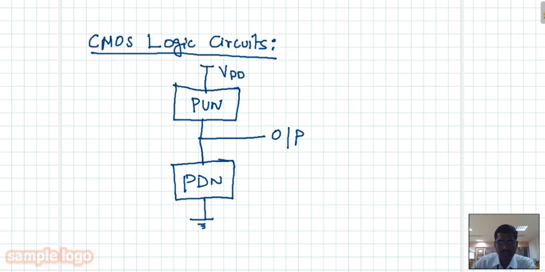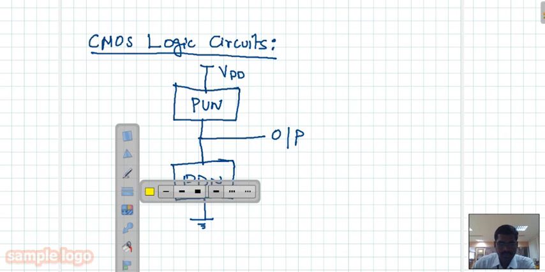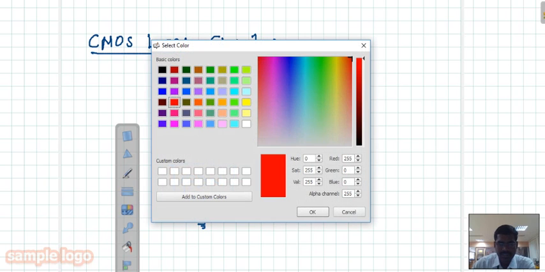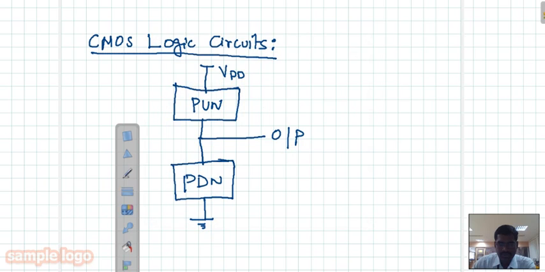Here, the pull-down network consists of only NMOS transistors, and the pull-up network consists of only PMOS transistors.